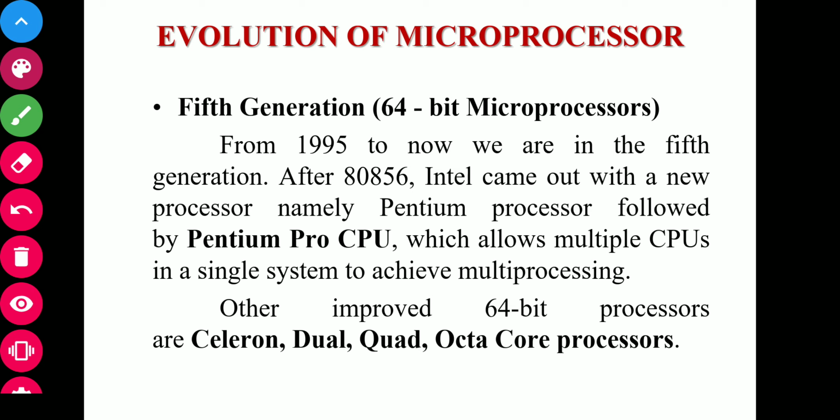After the 80486, Intel came out with a new processor, namely the Pentium processor, followed by the Pentium Pro CPU, which allows multiple CPUs in a single system to achieve multiprocessing. Other improved 64-bit processors are Celeron, dual, quad and octa-core processors. So these are all the five evolutions from first generation to fifth generation, starting from 4-bit to 64-bit operation microprocessors we discussed, right?